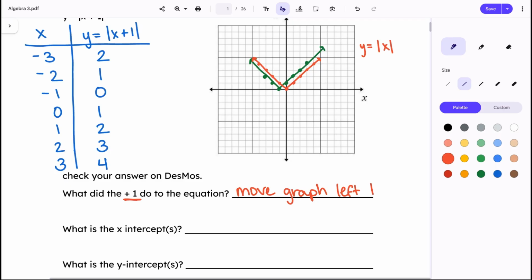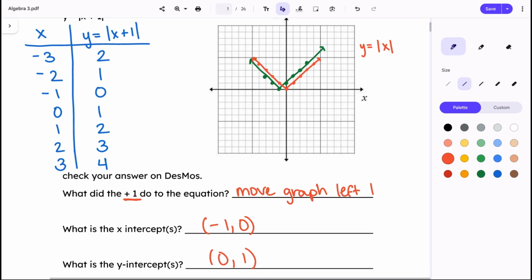Then it goes on and it asks about the intercepts. X-intercepts would be where it crosses the x-axis. Where does the green graph cross the x-axis? What point? Yep. And does it have any y-intercepts? Does it cross the y-axis ever? 0, 1.